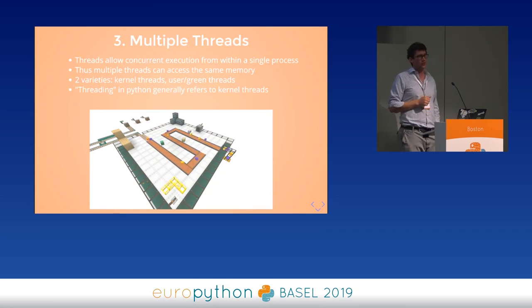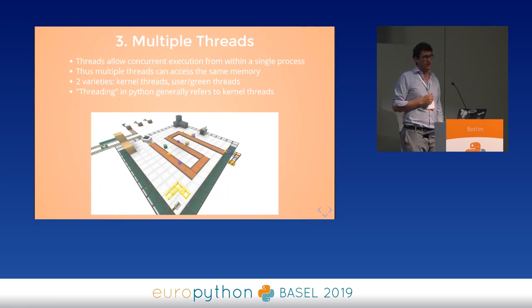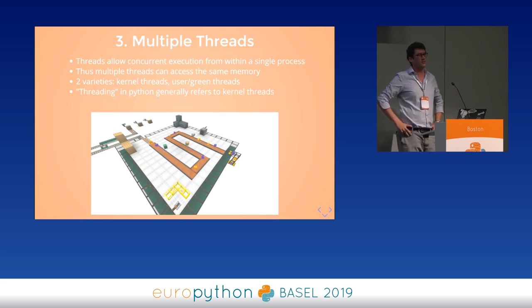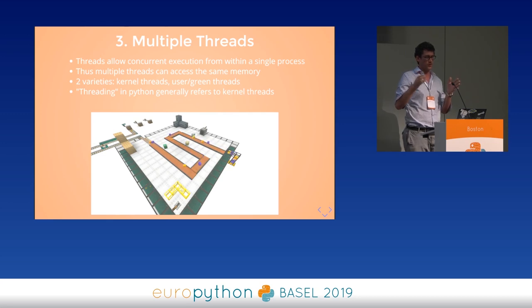So next we go down to multiple threads. Threads are a way of achieving concurrency from within one process. They come in kind of two variants, kernel threads and user threads or green threads. When we talk about threading in Python, we're talking about kernel threads. So it's important to remember that kernel threads are the only way from within a process to run a task on two different CPUs at the same time. So we can do lots of things that look like parallel, but unless we have kernel threads, we can't be running things on two different CPUs at the same time.